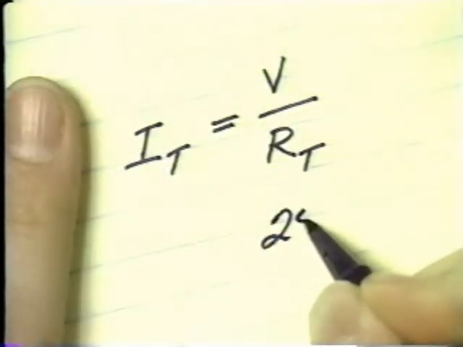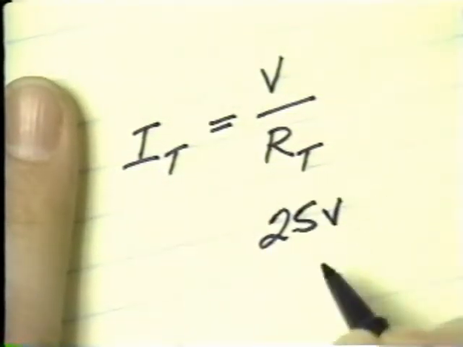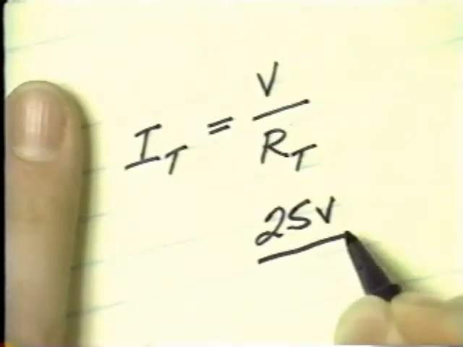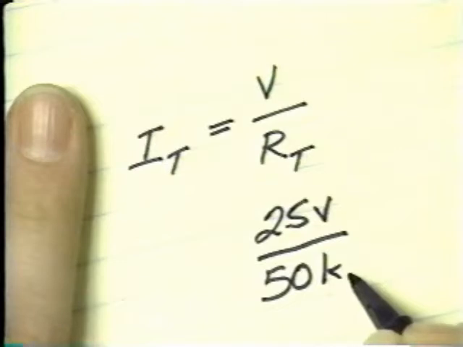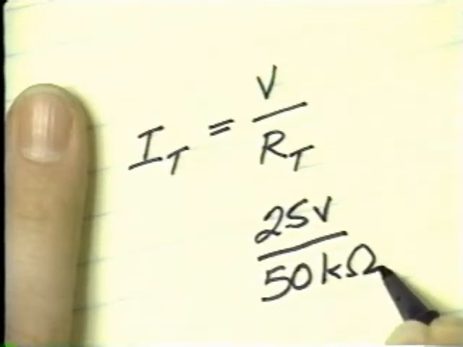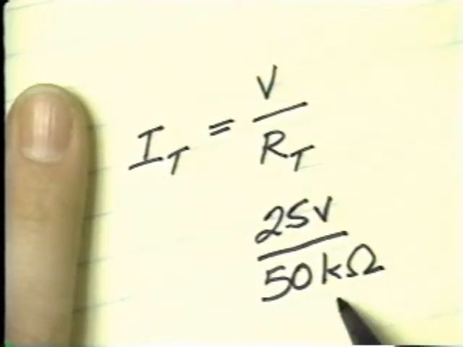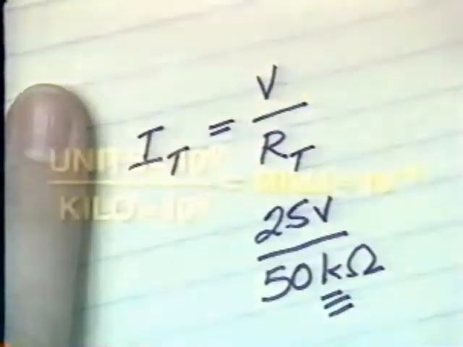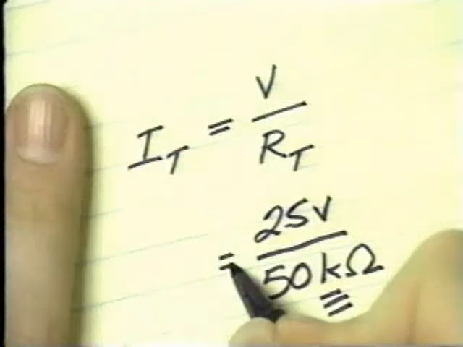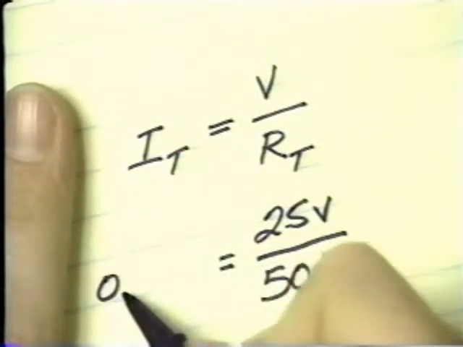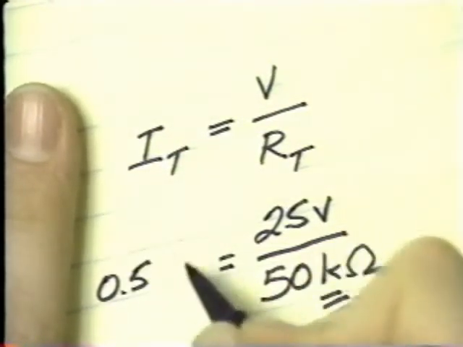Use Ohm's law for finding the total current. I equals the electromotive force, 25 volts, divided by the total resistance, 50K ohms. Do you recognize the metric prefix? What is the rule for dividing units, such as volts, by kilo? Units divided by kilo yields milli. You need only to divide 25 by 50. Did you get 0.5 milliamps?